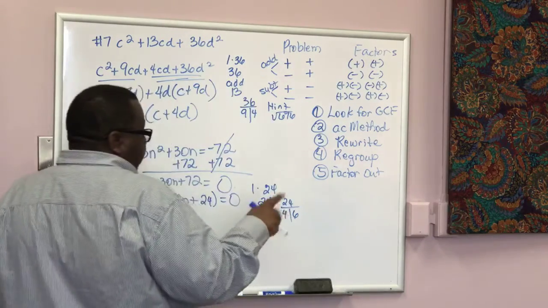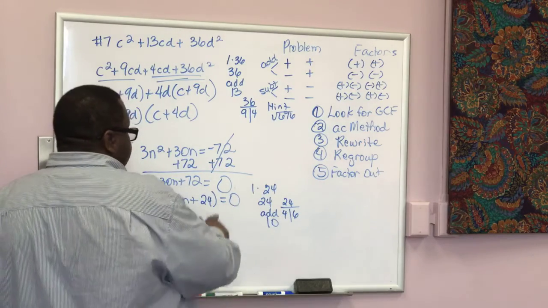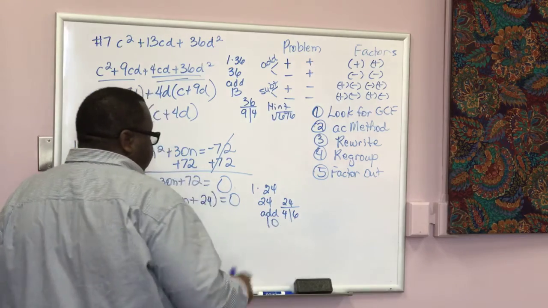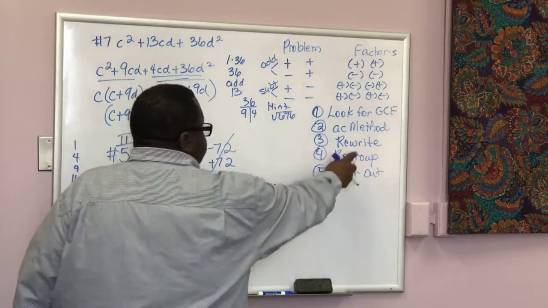Now, if you had a whole different type of problem, your 2 and your 12 would have worked, but we're not doing that type of problem. So we were adding to get a positive number, 10, so both your numbers have to be positive. The only thing that works is your 4 and your 6. So now we're going to do what?